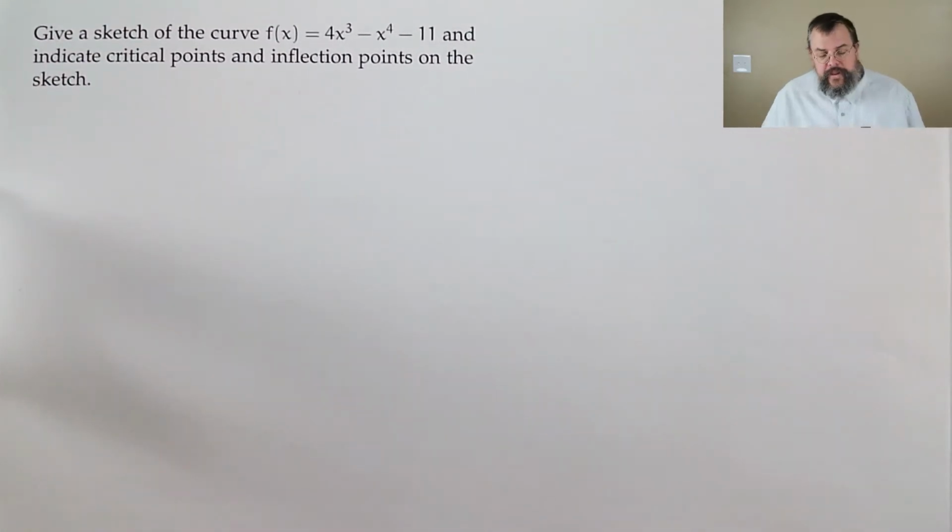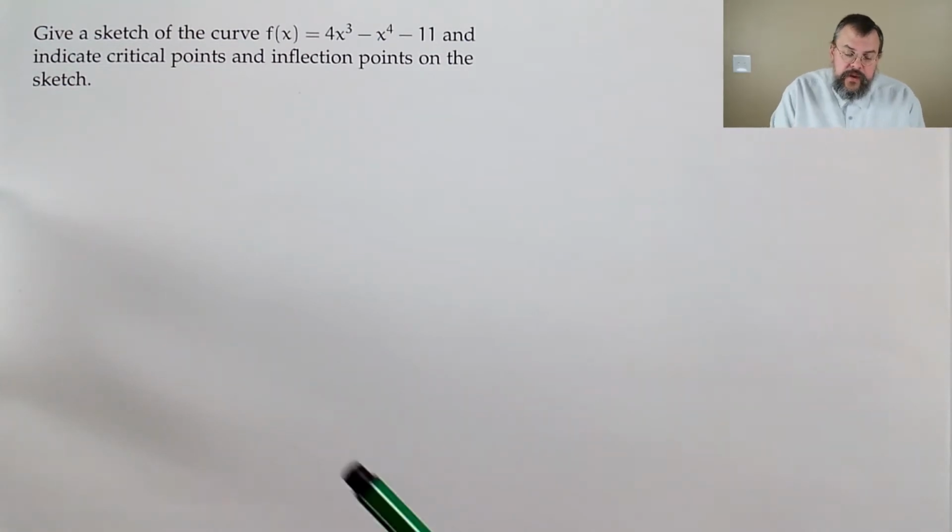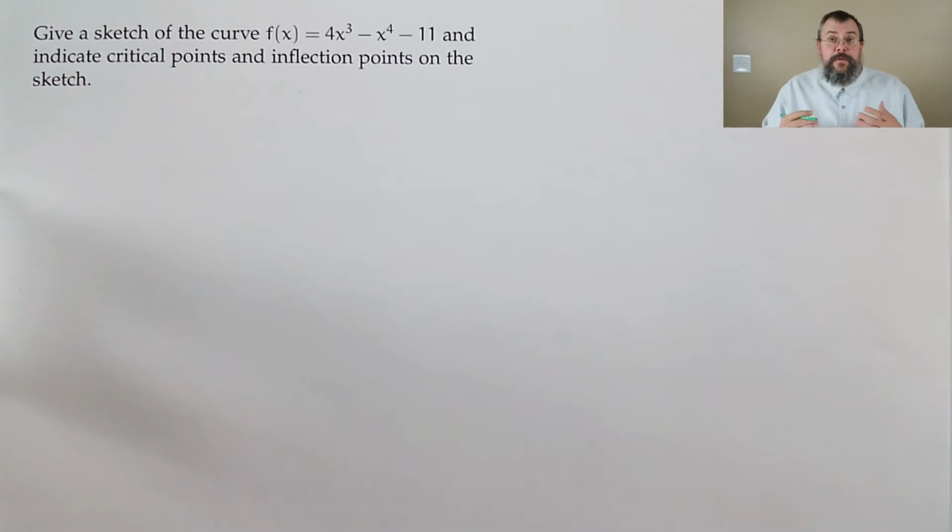All right, next problem. Give a sketch of the curve f of x equals 4x cubed minus x to the fourth minus 11, and indicate the critical points and inflection points on the sketch. All right, well, we know what we need to do. It says we need to give a sketch, which means when we think of sketch, what we're going to think of is really industrial strength connected dots. Not industrial strength in that we're going to have many dots, but in that we're going to really get the really good dots, the points on the curve which are best explaining the behavior of what the curve looks like, which means we need to explore the first and second derivatives.